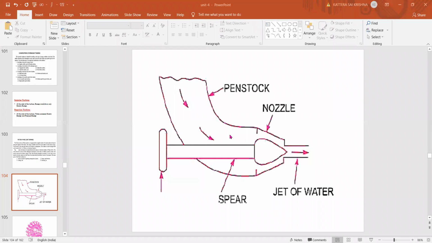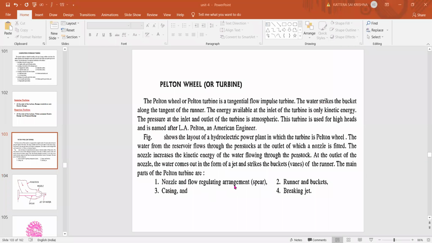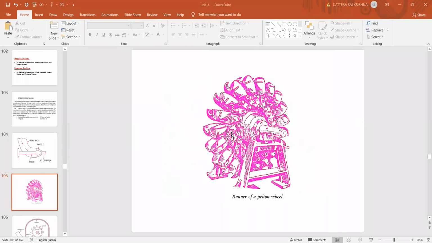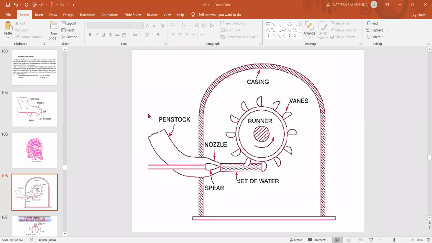The first one is the nozzle and flow regulating arrangement. If you see this whole diagram, you can understand. This is a pipe called the penstock, which is connected from the reservoir where the water will come. Here a nozzle is connected to it for increasing the kinetic energy, for increasing the velocity, right? The spear is used for regulating the water coming out from the nozzle.